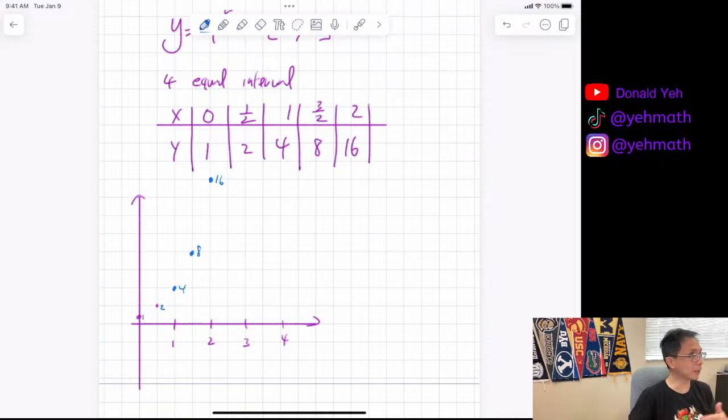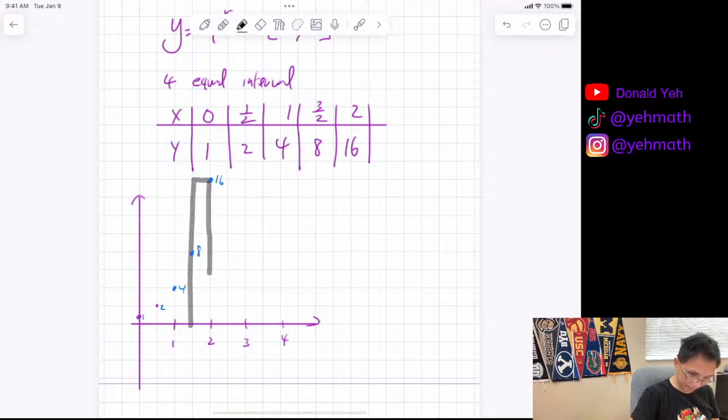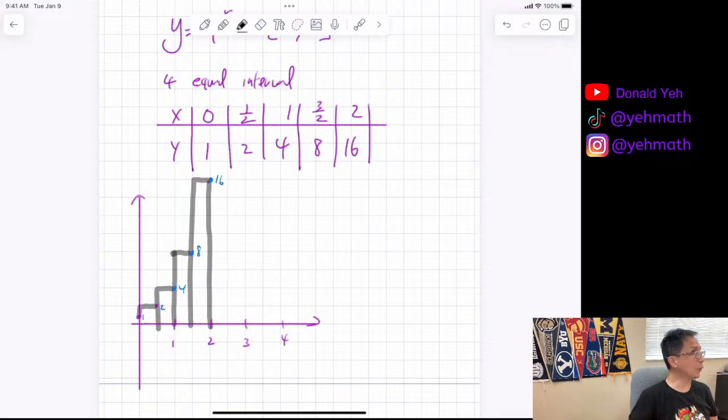Why do I label them? Because it makes it easy to tell the height. So if I want a 4 equal right Riemann sum, you got to understand the drawing first. The drawing is going to look like something like this. If you understand the drawing, the calculation is so easy. So what do you think? Is this an over approximation or under approximation?